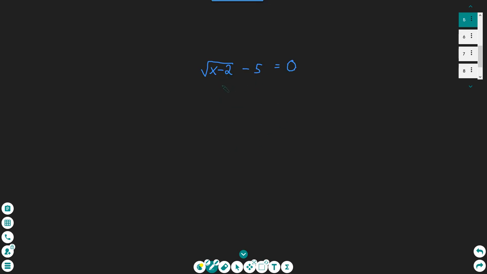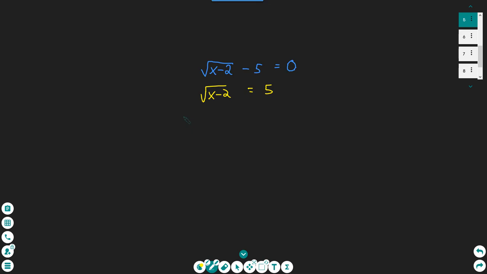All right, so we have our equation. Let's first isolate the root of the equation. So we're going to have the x minus 2, and then we're going to move this negative 5 over to the other side, which is going to give us a positive 5 on the opposite side.